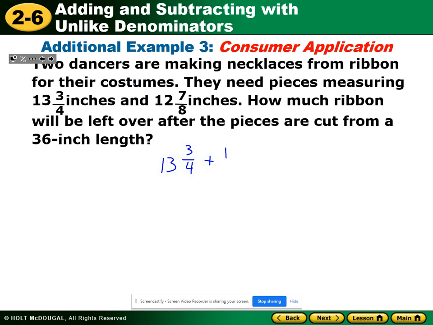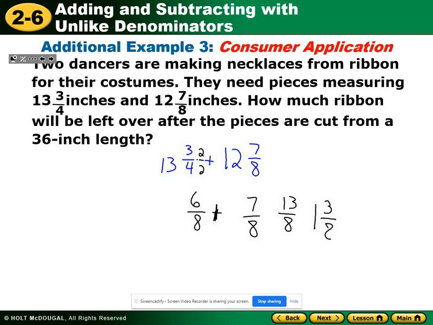plus 12 7/8. Now we could make them improper fractions and deal with huge numbers, or I can think, I know if I turn this into 8s. 3/4 is 6 8s, and 7 8s. And then I add these two. Okay? 6 8s plus 7 8s is 13 8s, or 1 and 3/8.